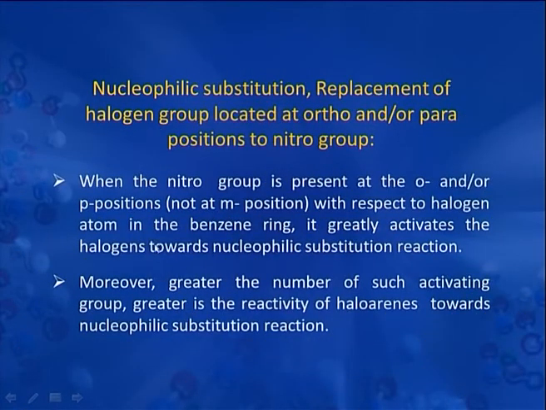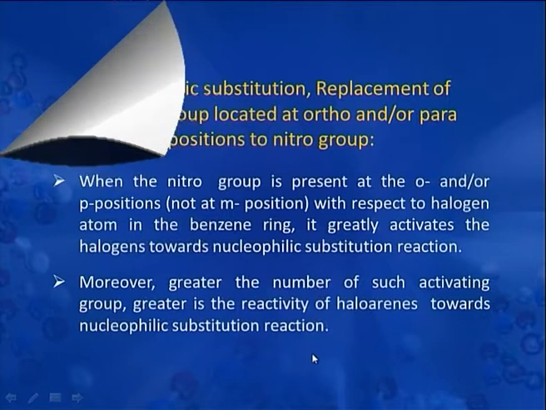See what happens when the nitro group is present at the ortho or para position, not at meta position, with respect to halogen atom in the benzene ring. It greatly activates the halogens towards nucleophilic substitution reaction. Moreover, greater the number of such activating groups, greater is the reactivity of haloarenes towards nucleophilic substitution reaction.